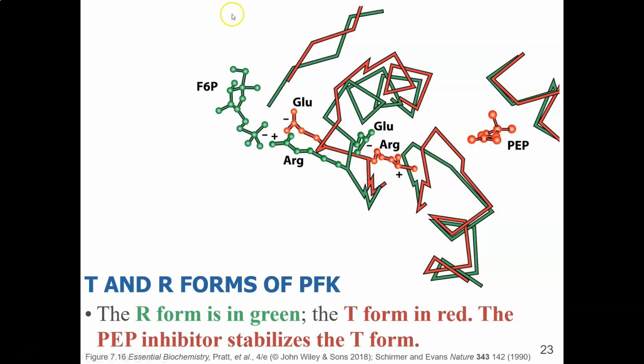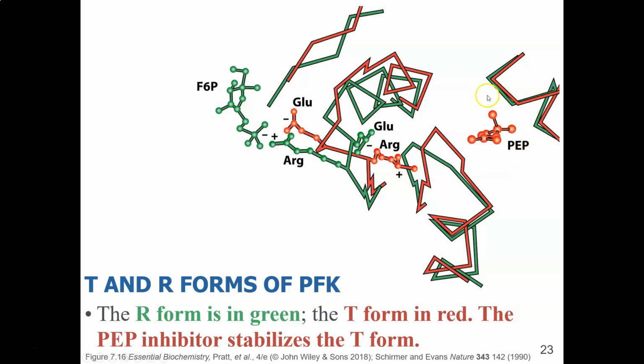So if we can just focus our attention here on the green, this is the R form that's shown in green. This is the active site. There's a positively charged arginine, and there's our substrate, which is fructose 6-phosphate, which is negatively charged. So this very favorable ion pair forms between the substrate and the enzyme.